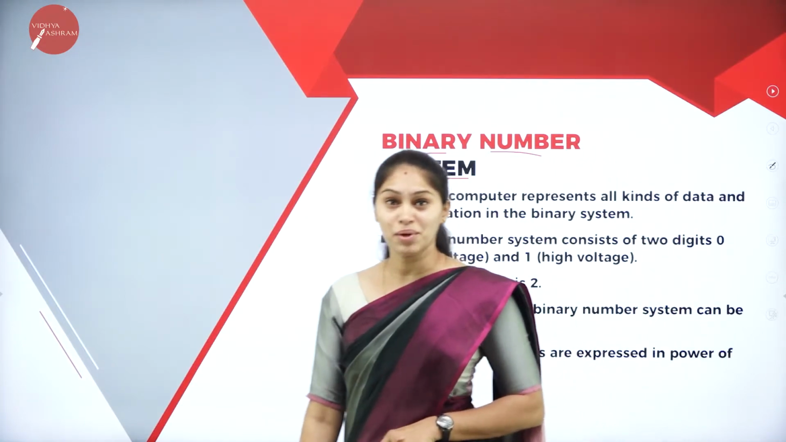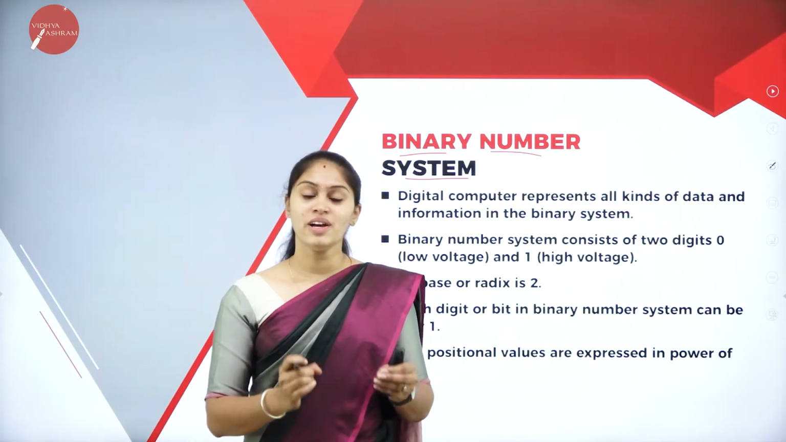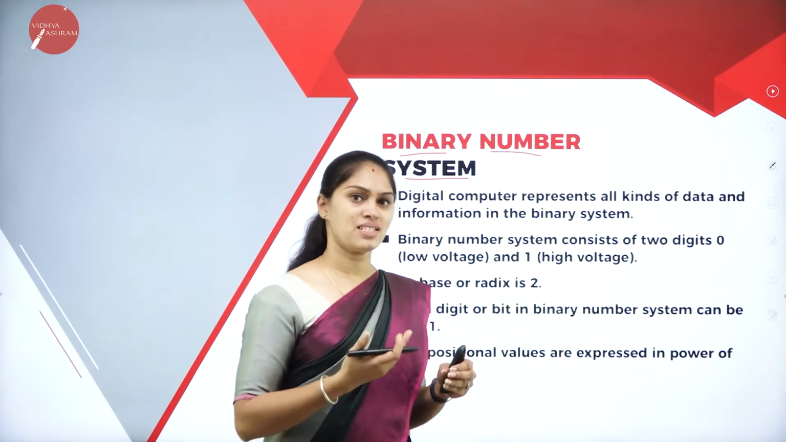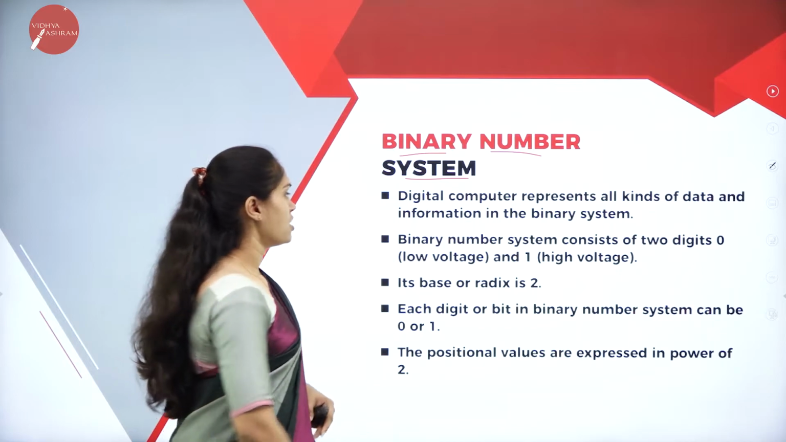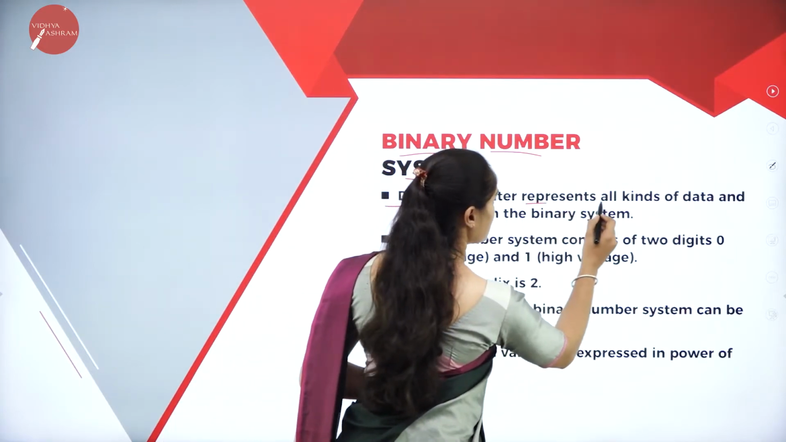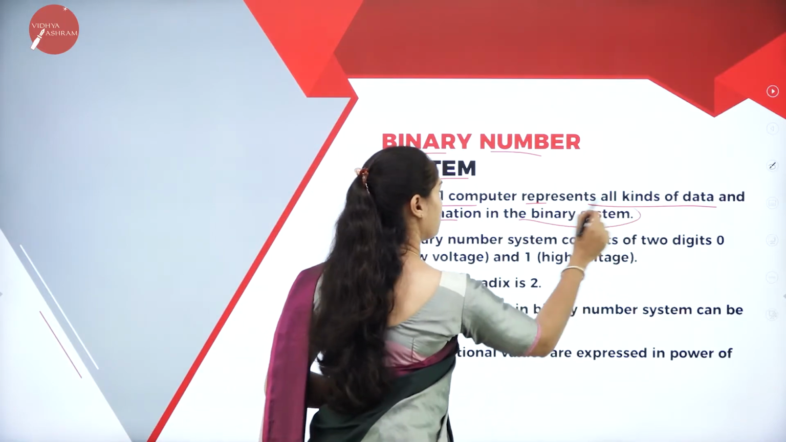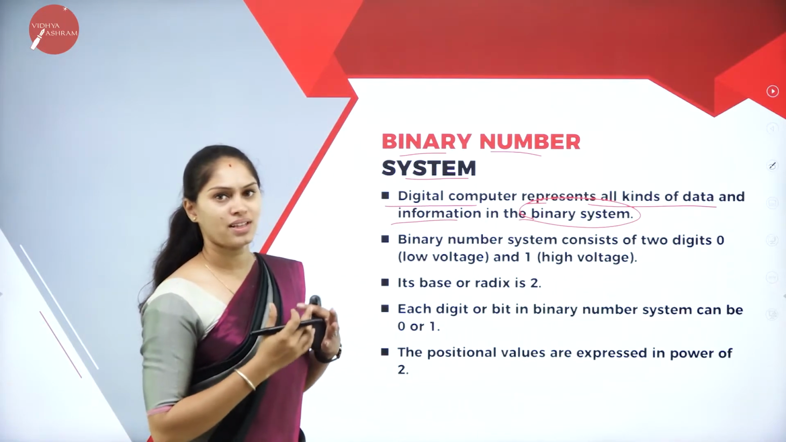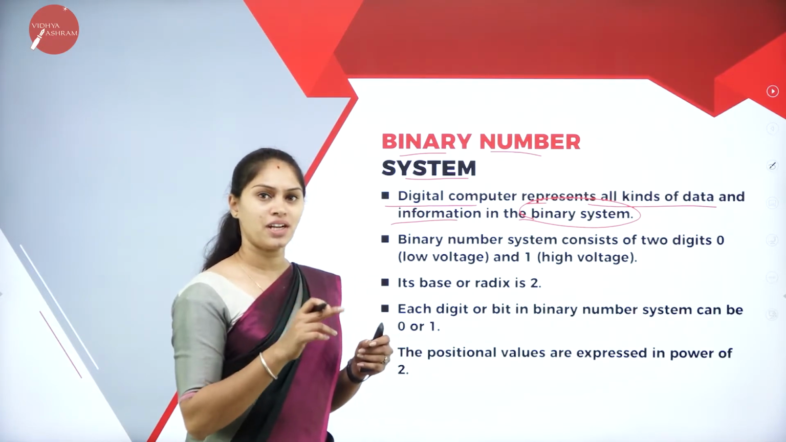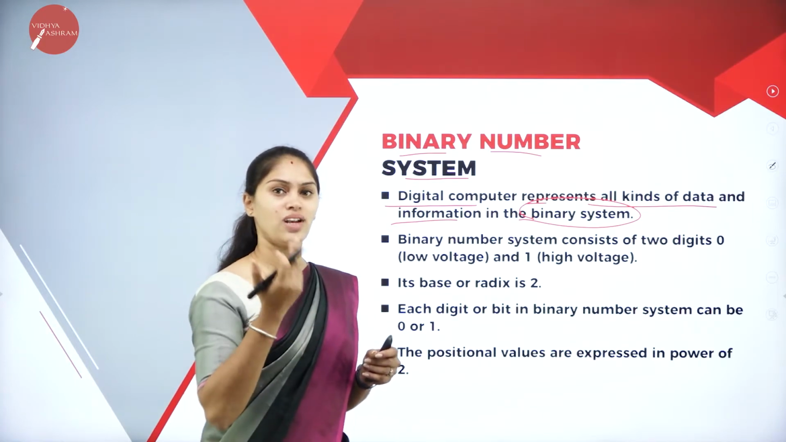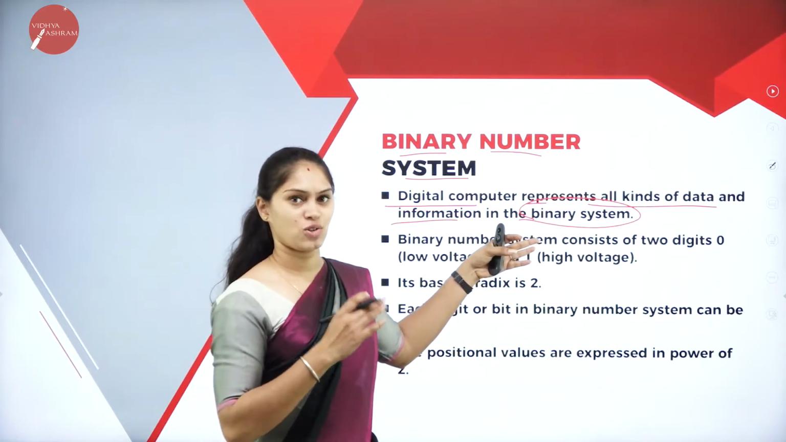As I discussed, the computer understands only binary values, that is 0 and 1. The binary number system is a machine-understandable language. Digital computers represent all kinds of data and information in the binary system. While giving the input, it must be in a human-understandable form, but when it reaches the computer, it must be converted into zeros and ones. Then only the computer can process whatever data and information is there.